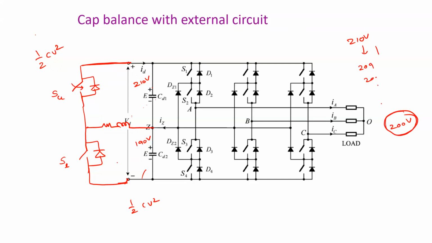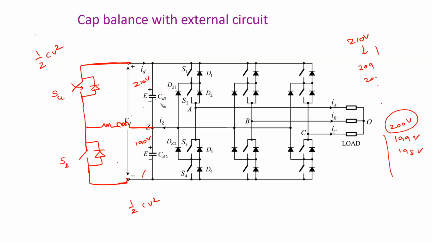As and when it reaches 200, you need to open the switch. If you keep it continuously on, the voltage will be reduced further, to 199, 198. This is what we don't require. We need to maintain this 200 volts. So as and when it reaches 200 volts, we need to open this switch.